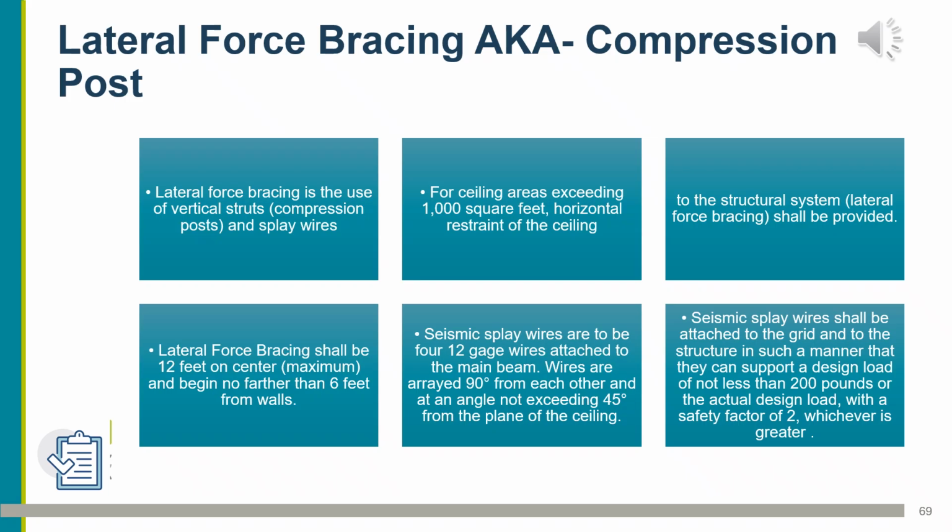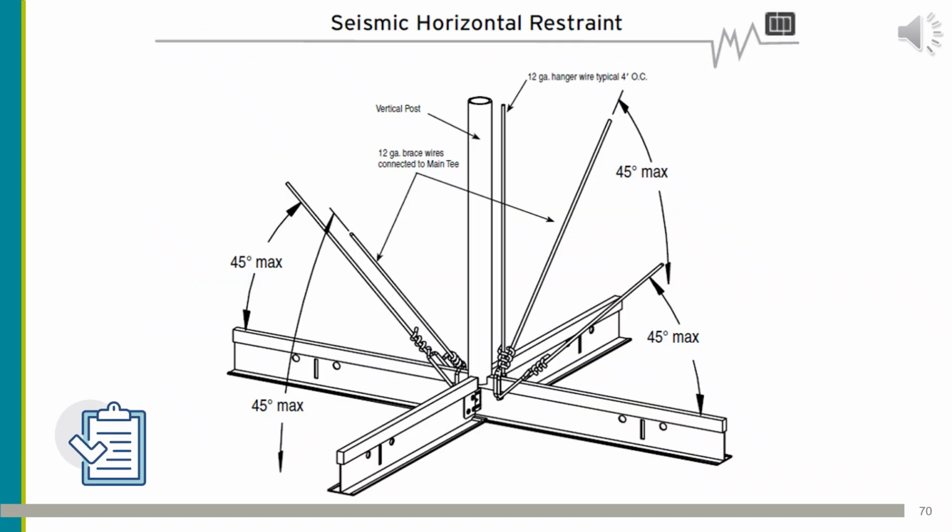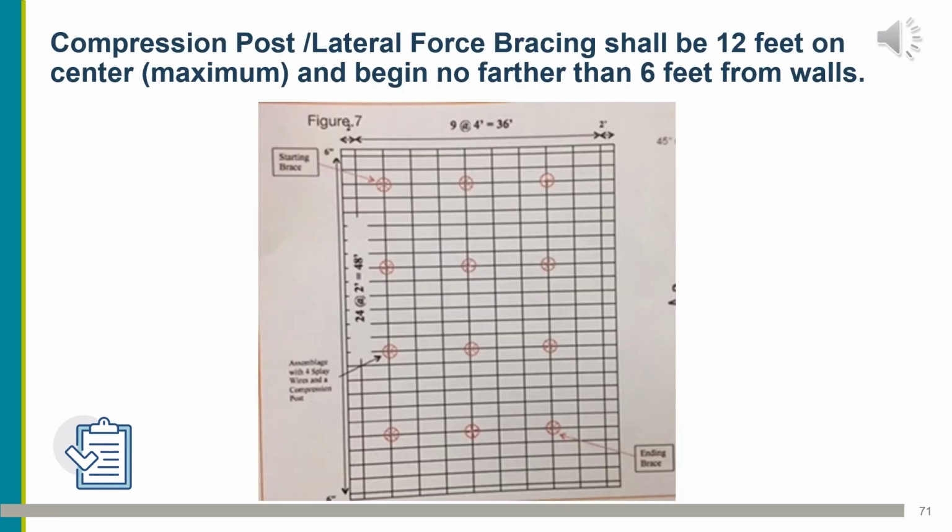Now, these posts can be a metal stud. I've seen conduit used. They also make proprietary lateral force bracing or compression posts. All these must be reviewed and approved by the building official. And the post must be installed per the engineer's design. Typically on the seismic drawings of the structural set of plans, you're going to have detail about these compression posts. The layout of compression posts and how they start must be detailed on the drawings.